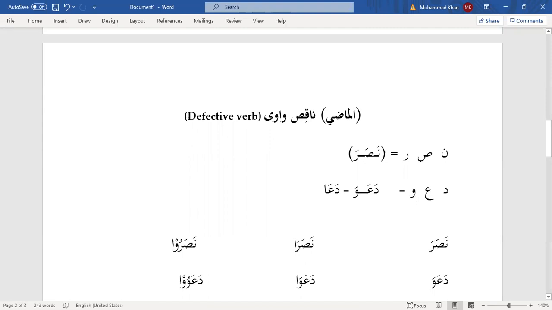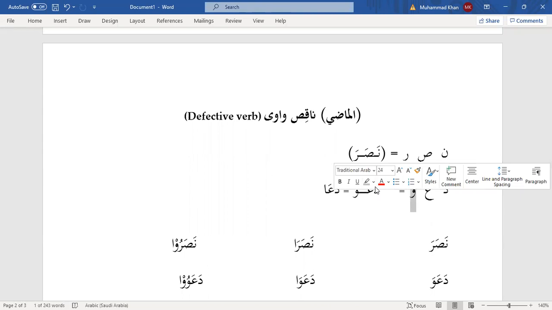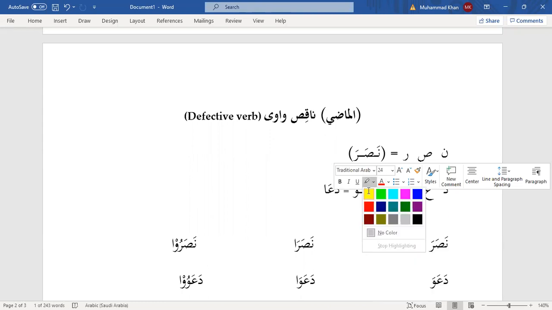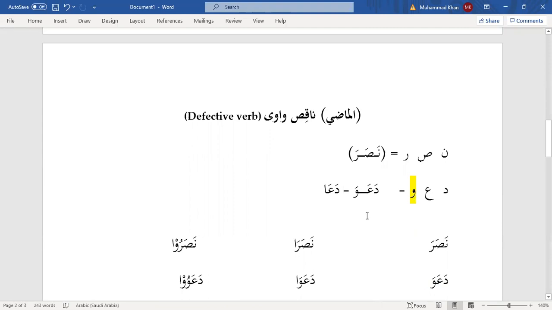However, when we look at the root letters, here we have the Ain and then Waw. So here we have the weak letter, and that's why we call them mu'tal, that they have one of the root letters as a weak one. Basically here we have nasara and here we have da'awa.